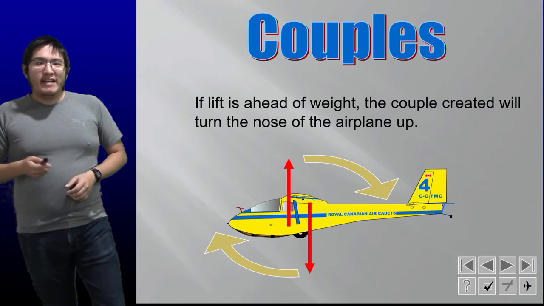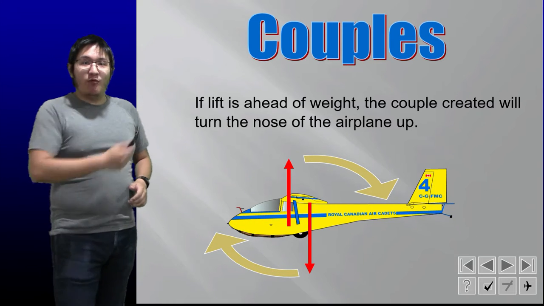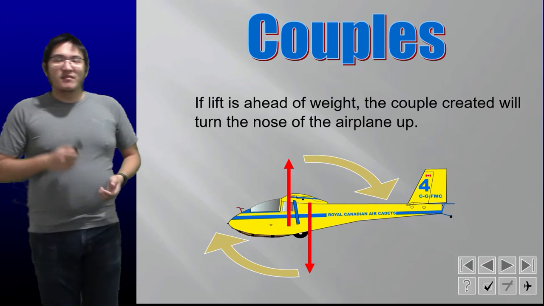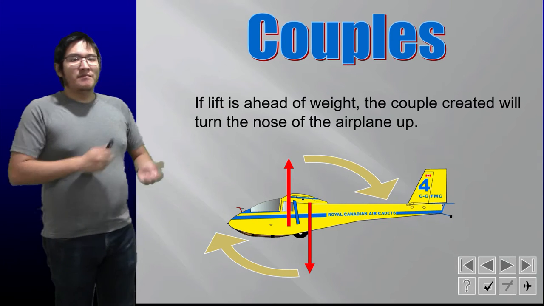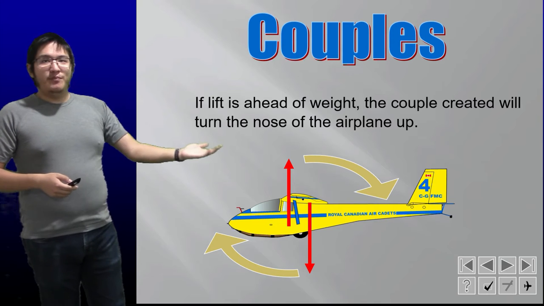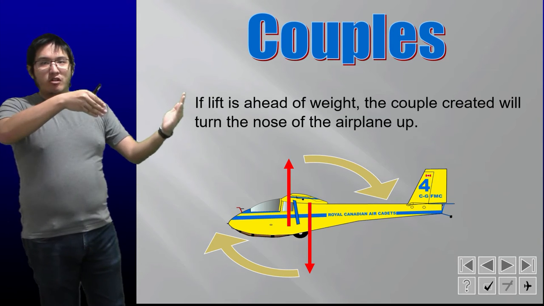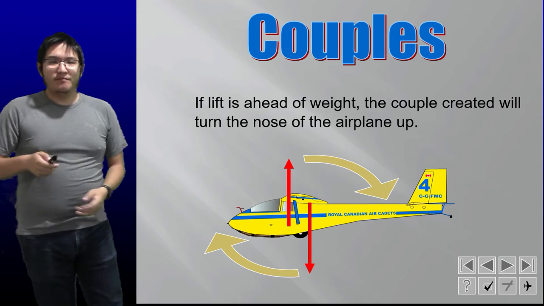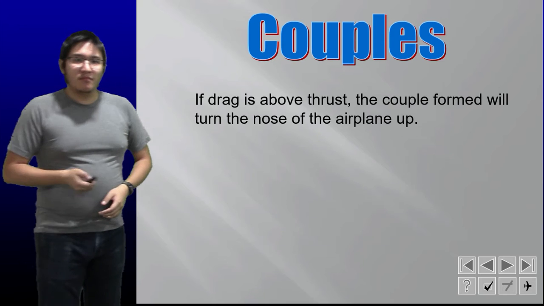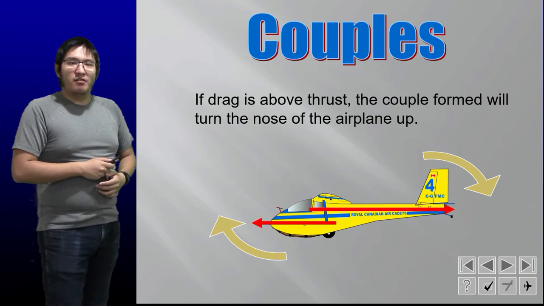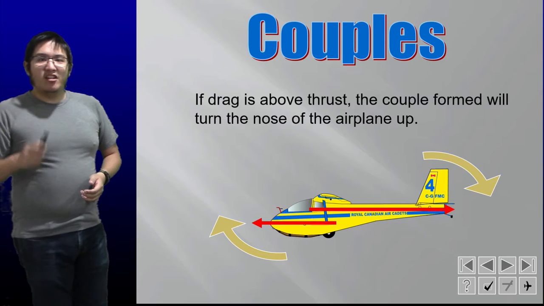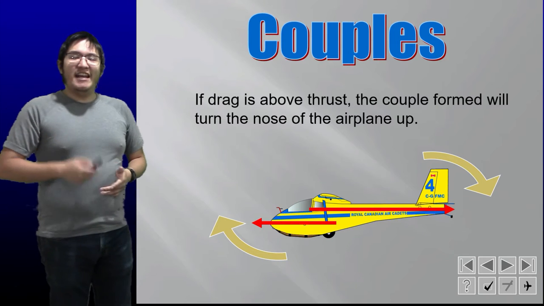Likewise, if we have lift that's ahead of weight, then the couple created will result in a nose up. Because again, with lift being ahead of weight, the resulting motion will be a turn. Next we have drag above thrust. In this case, the couple formed will result in a nose up.